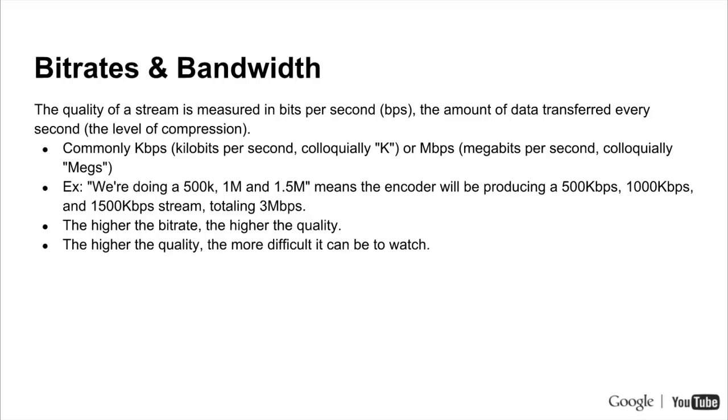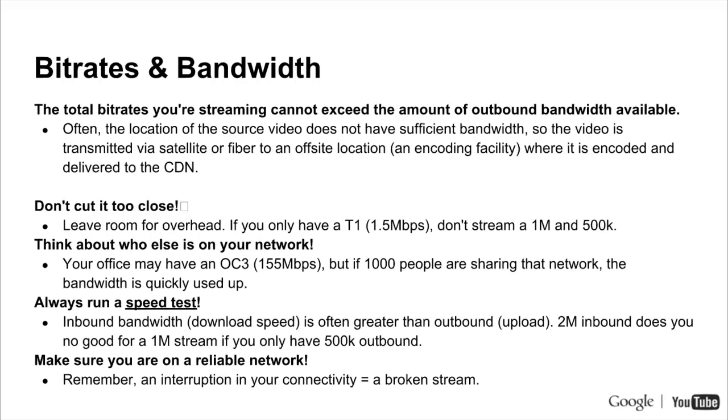You always want to include a buffer on top of that of about 20% to ensure that you have solid network conditions. You want to make sure then that network is completely dedicated to your stream. You don't want any outside traffic getting onto that network and interfering. Remember, the higher the bitrate, the higher the quality of the stream. But the higher the quality, the more difficult it can be to watch. So consider your audience. The total bitrates you're streaming cannot exceed the amount of available bandwidth. This is very, very important.